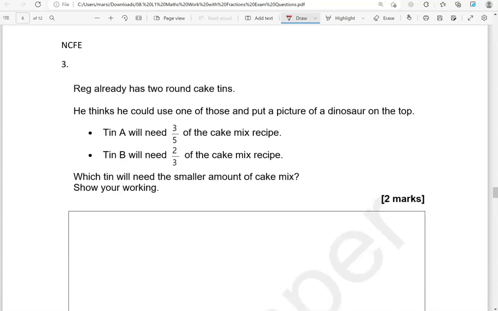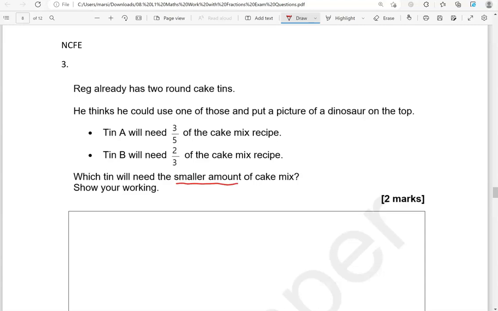Greg already has 2 round cake tins. He thinks he could use one of those and put a picture of a dinosaur on the top. Tin A will need 3/5 of the cake mix recipe. Tin B will need 2/3 of the cake mix recipe. Which tin will need the smaller amount of cake mix? Show your working. So the question relates to a previous question, which is not here. However, the context is not as important in this case, because all you need to do is compare the 2 fractions. You're looking for the smaller amount.